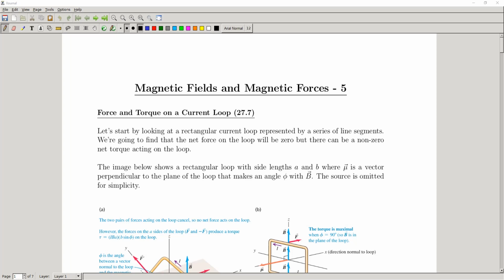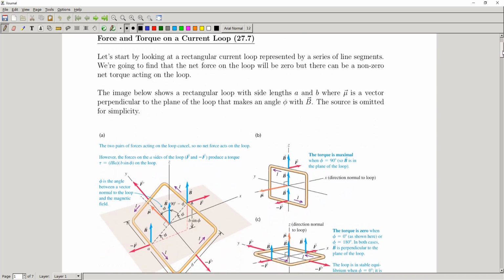We're going to start by looking at a rectangular shaped current loop. Okay, so we're going to have some images of these down here, which we'll take a look at. We can kind of represent this loop as a series of line segments, right? For these rectangles, it's going to be like four line segments all stuck together to form the rectangle that we're looking at. And we can see that because of the way that these forces are exerted on these different line segments, the overall force on the current loop is going to be zero, right?